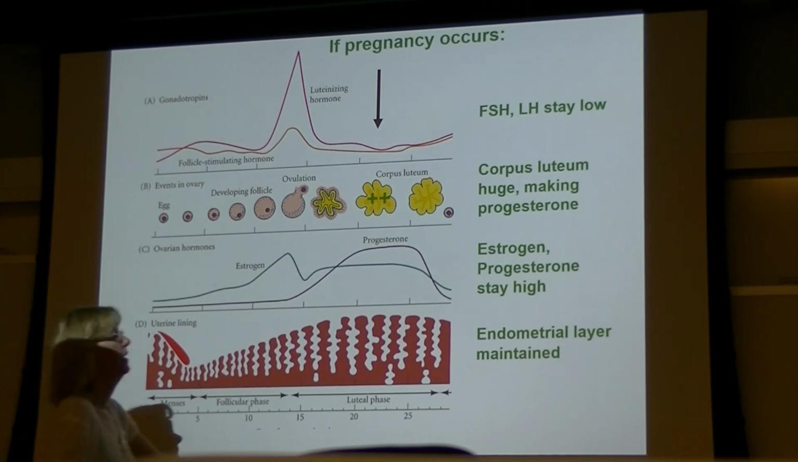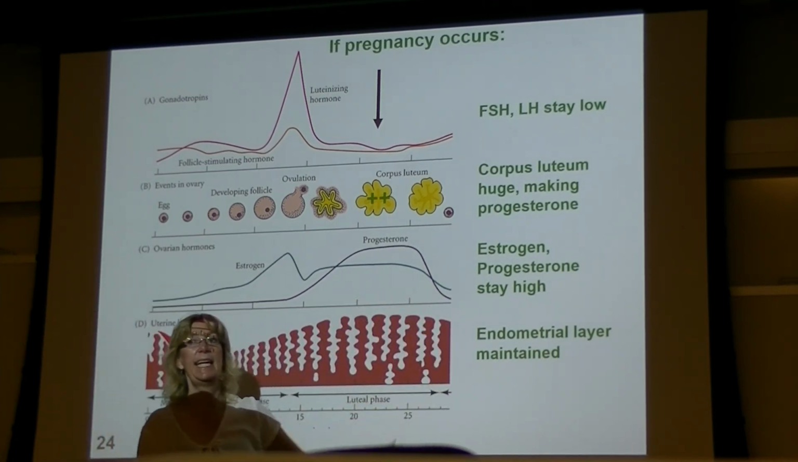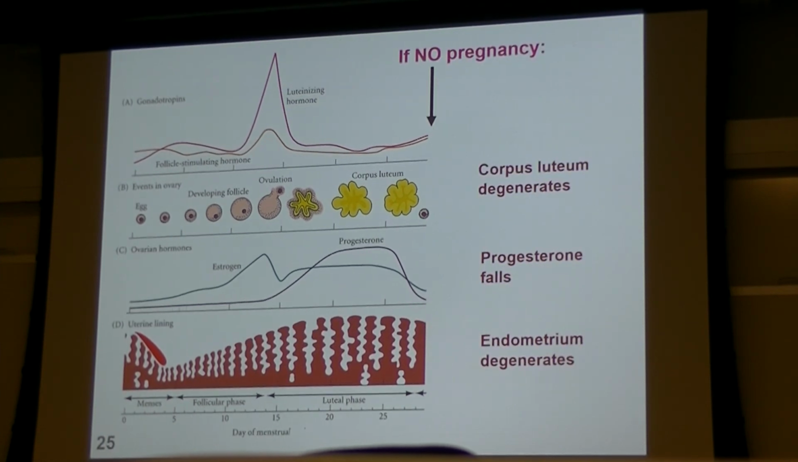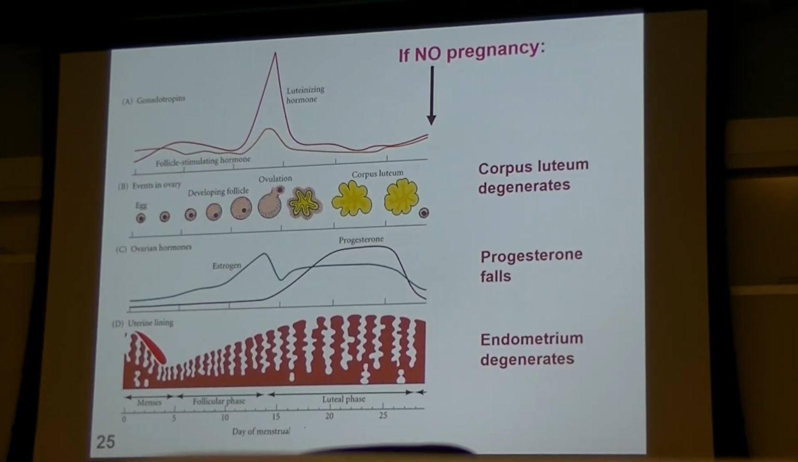In addition, these hormones also help to maintain the endometrial layer, because the last thing you want to do is have menstruation occur where you might lose the embryo and its supportive layer through that process. Okay, if no pregnancy occurs, as we've already mentioned, these events all cycle back to the beginning again.